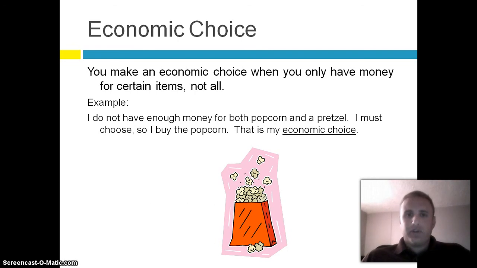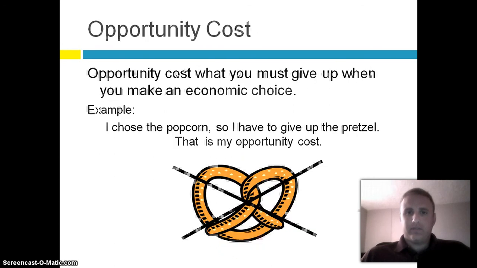To put it in simpler terms, the example shows you a perfect idea of this. I do not have enough money for both popcorn and a pretzel, and I must choose. Therefore, I buy the popcorn because that's what's more appealing to me. That, in its essence, is an economic choice. Hopefully it's delicious.